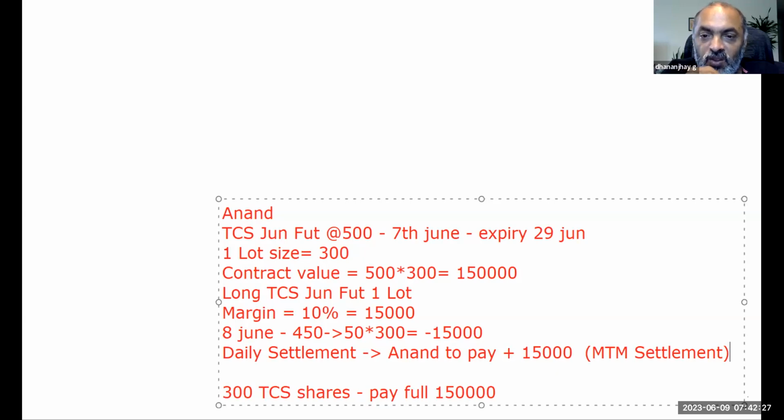So to protect the market integrity, I don't trust your idea that tomorrow it will go up, on 29th I will see. That is not how the market operates. The market wants the total system to be foolproof. System integrity is important. So the exchange will ask you to pay 15,000.